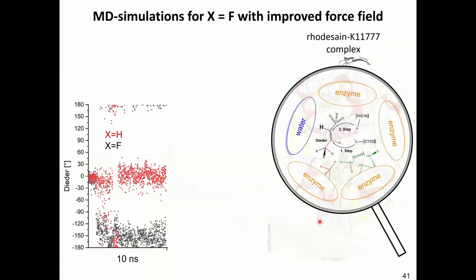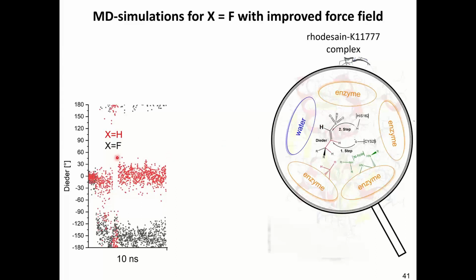Okay, so what we did is we made an MD simulation for the K11777, and we made an MD simulation for the halogen substituted one, and we saw that the hydrogen one really remains where it is. You see here a dihedral angle, which I point out here, and the dihedral angle is about 0. That means the hydrogen points to the left on here within this water side.